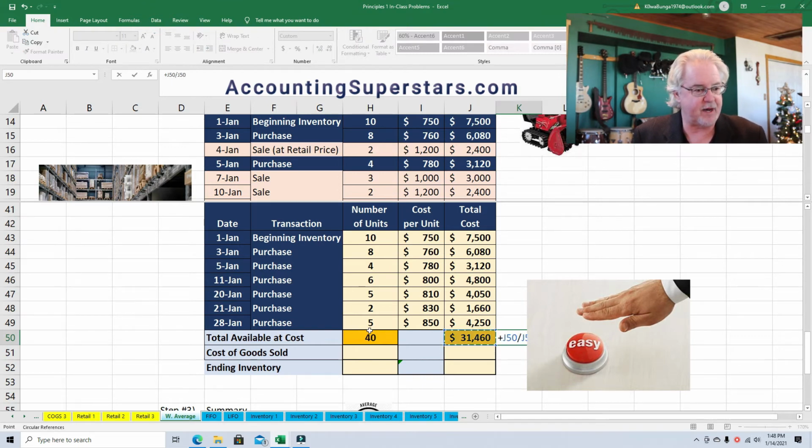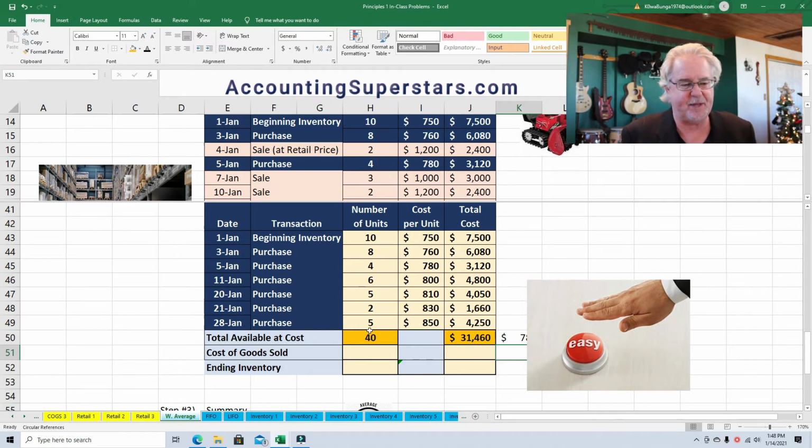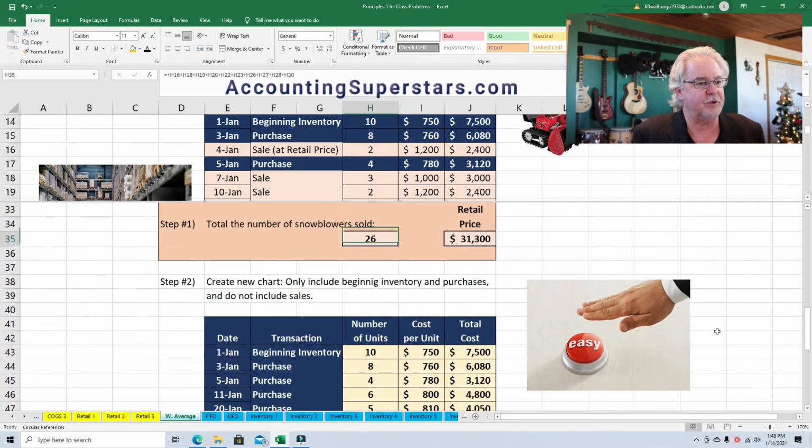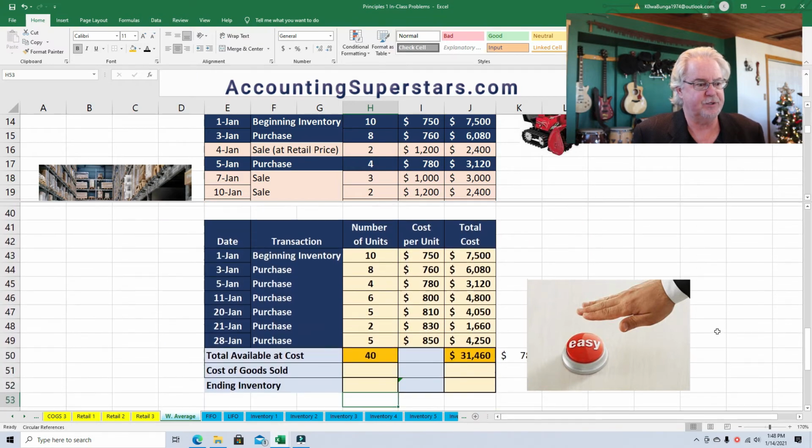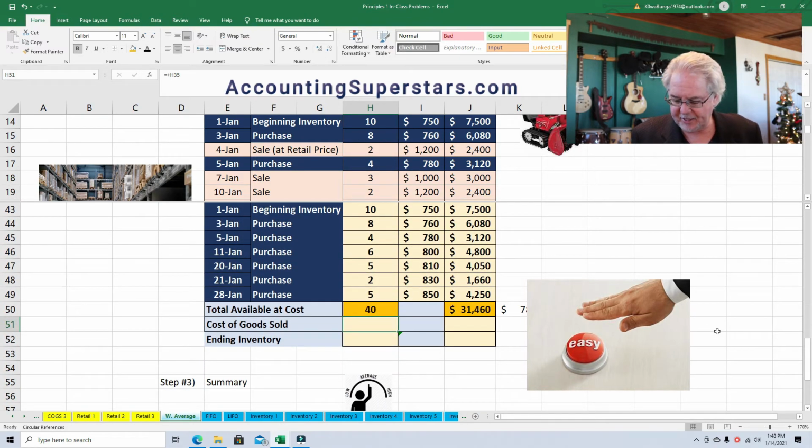31,000 divided by 40, and we get 787. Now there might be some pennies. I did a little rounding. But to figure out the cost of goods sold, it's really, really easy. Coming down here to the cost of goods sold, what we need is the number of units sold. And we did find the number of units sold right there, 26. 26 were sold. So I'm going to just put 26 right there.